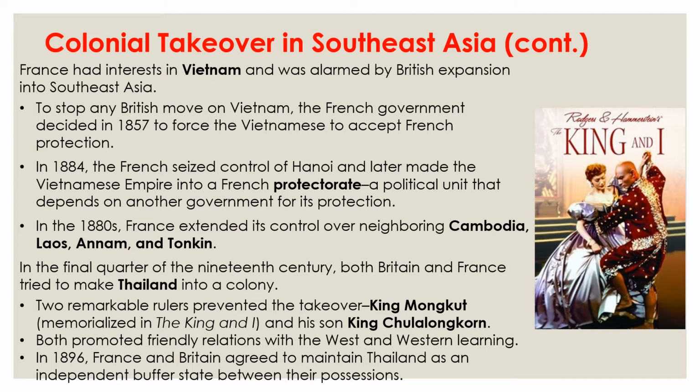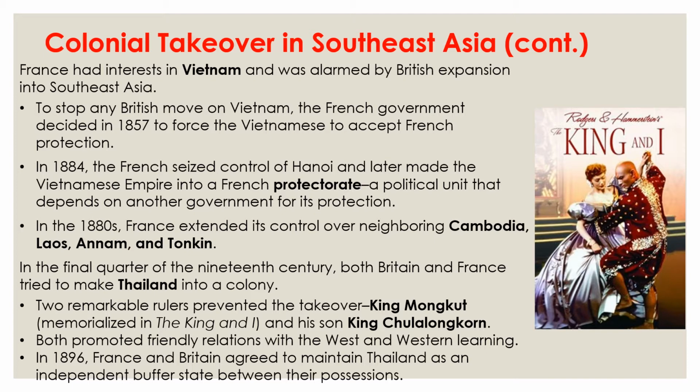In the late 1880s, France extended its control over other territories in the region as well: Cambodia, Laos, Annam, and Tonkin. This whole area eventually will be known as French Indochina, the French Empire in Indochina. In the final quarter of the 19th century, both Britain and France tried to make Thailand a colony.